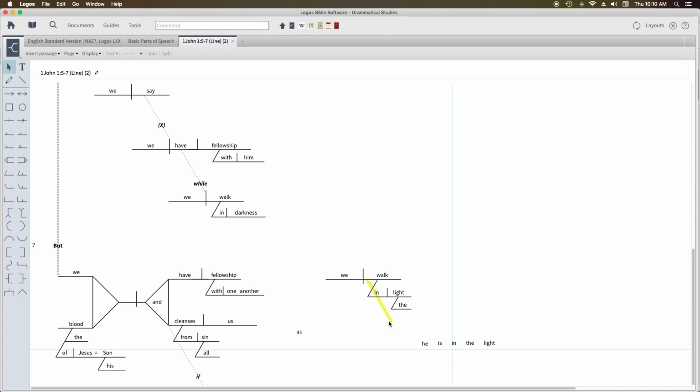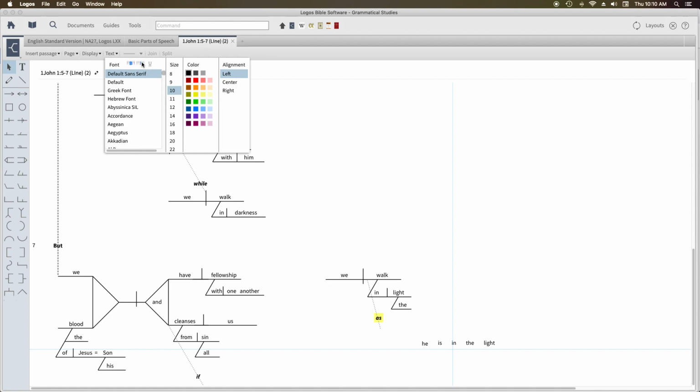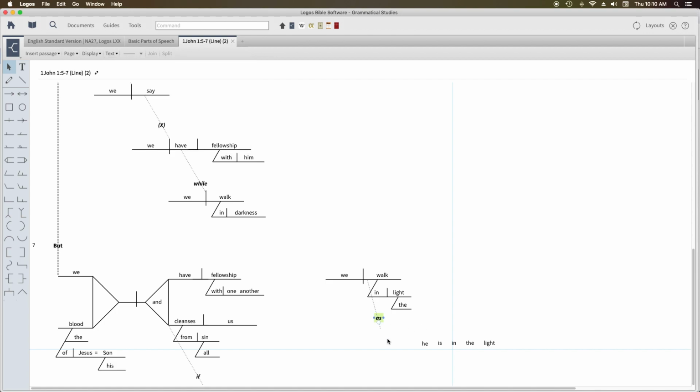So if we're walking as, I'm going to do it down here. And again, bold and italics. As he is. Trying to get this as close as possible here.